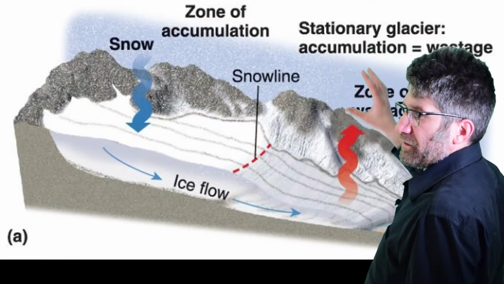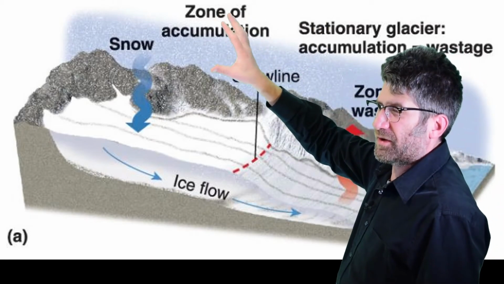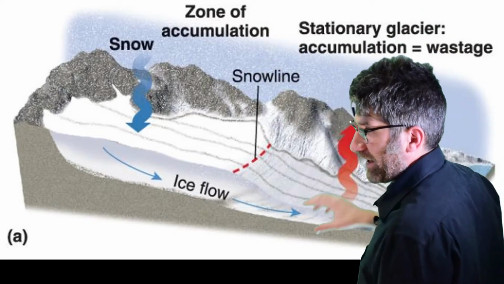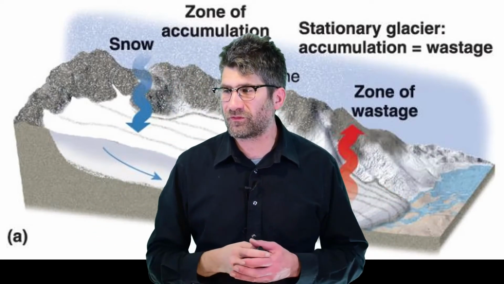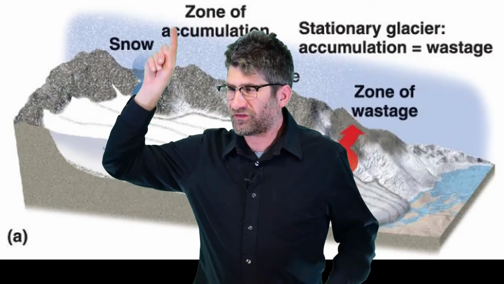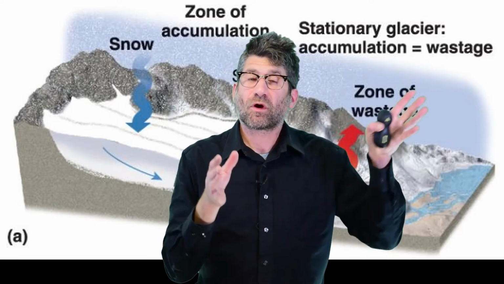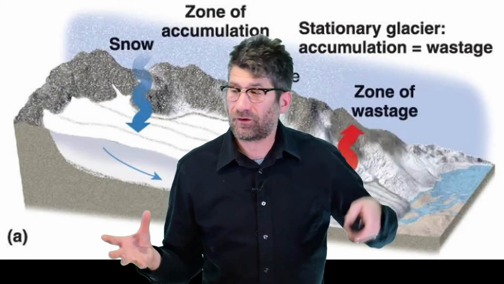If we think about a glacier in time, if we have the same amount of material coming into the glacier in the zone of accumulation as the amount of material coming out, right here in the zone of wastage, then that glacier is going to stay in place, and we call this a stationary glacier. Stationary glacier, where we have a balance of mass coming in and mass going out.